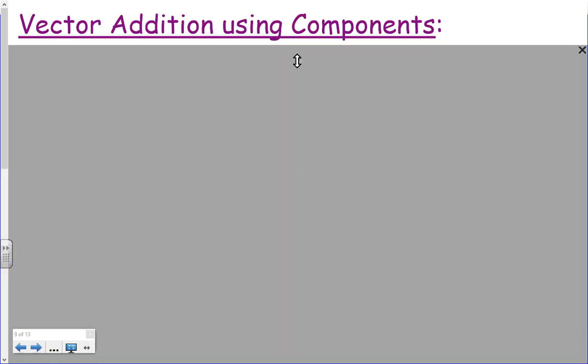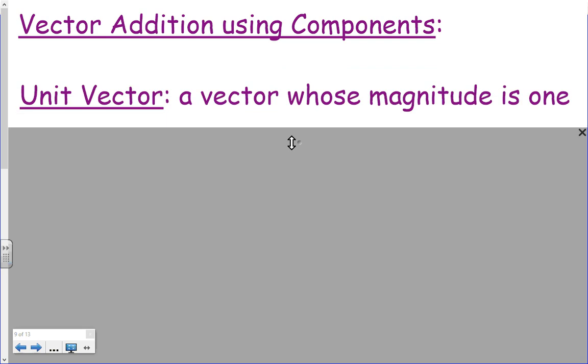All right, a couple of terms that we need to understand here when we're working with vectors. We're going to be doing some vector addition, and in order to make that easiest, we're going to be breaking it down into its component form. So to do that, we use what's called a unit vector. We've talked about the unit circle. The unit circle is just a circle centered at the origin with a radius of 1. That's the reason we call it the unit circle, because it has a radius of 1.